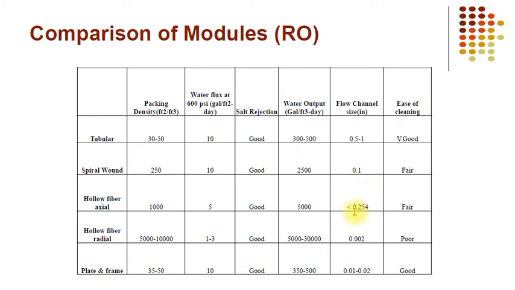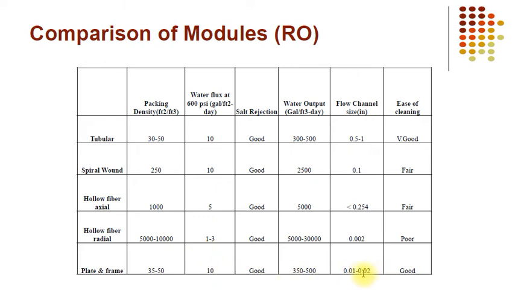In the hollow fiber axial module, the diameter of the fiber is 0.254 inch, so this is also quite low. But in the hollow fiber radial module, the diameter of the fiber is 0.002 inch, which is in the micrometer range. So basically you have a quite low membrane radius in the hollow fiber radial module. That's why you have a very high packing density, because if the diameter of the fiber is very low, you can accumulate a lot of fiber in a given volume, so the density of the fiber will be very high.